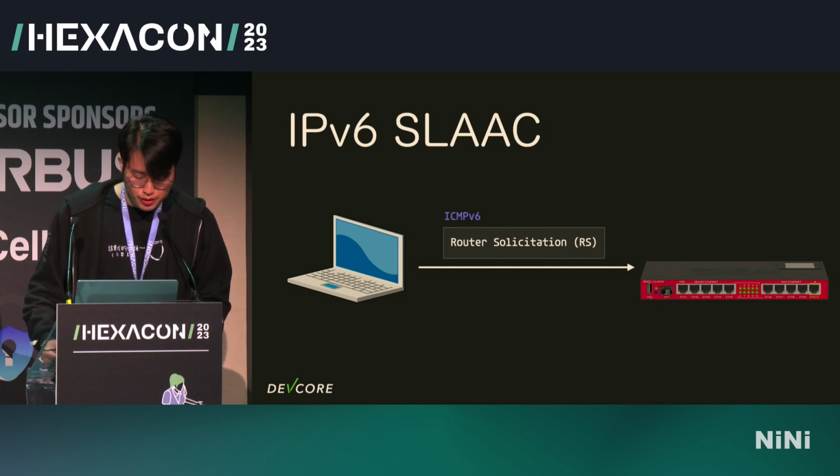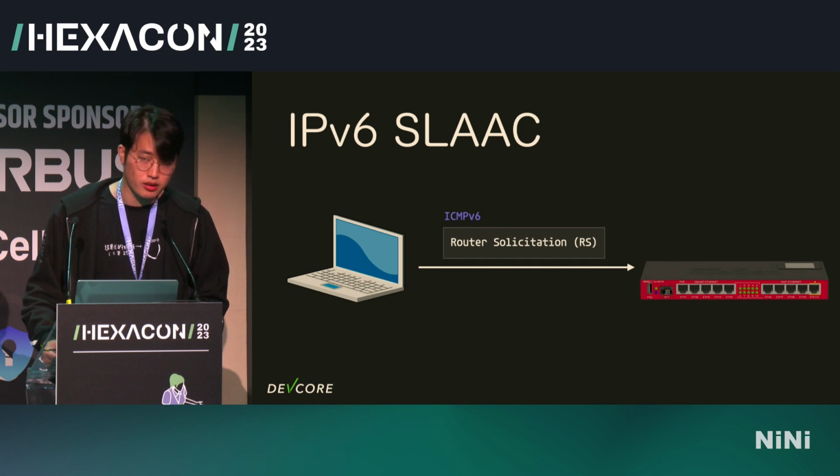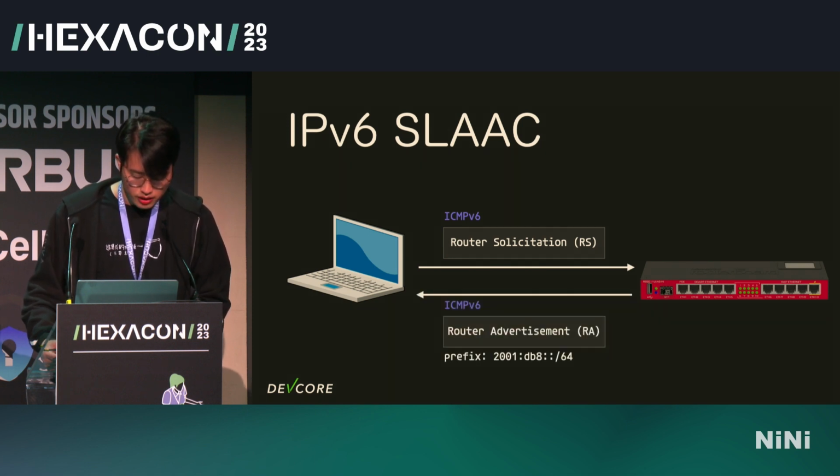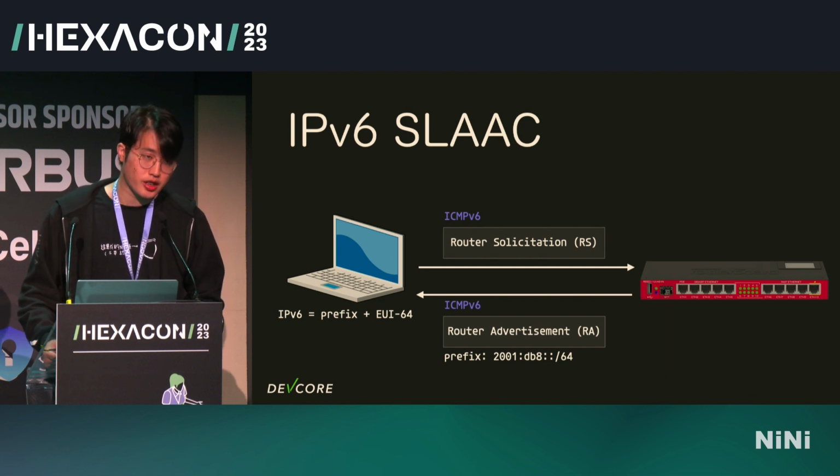Let's say a computer or a node wants to get an IPv6 address. It will first multicast a router solicitation to all routers asking for a network prefix. Then if a router receives an RS, it will multicast a router advertisement with the network prefix to all nodes. After that, a node can calculate its IPv6 address by combining the network prefix and EUI64, which is calculated from the MAC address.